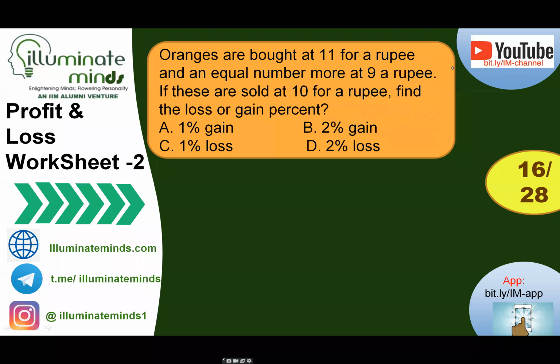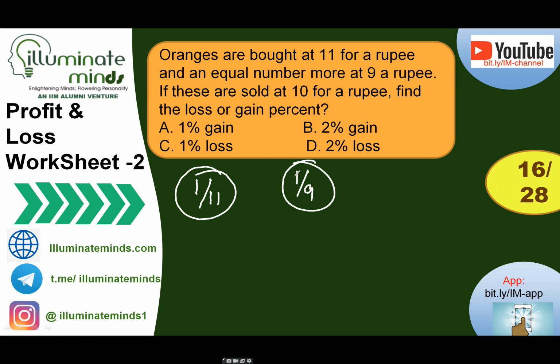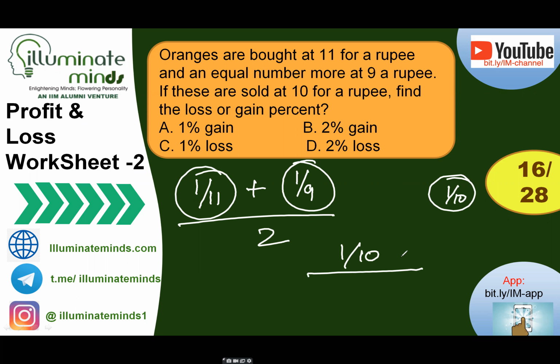So let's move to the next question. Question number 16. Oranges are bought at 11 for a rupee, so that means one orange is bought at the rate of 1 by 11. An equal number at 9 for a rupee, 1 by 9. And these are sold at the price of 1 by 10. So again I will do the same thing, selling price by cost price. So this is my average price.